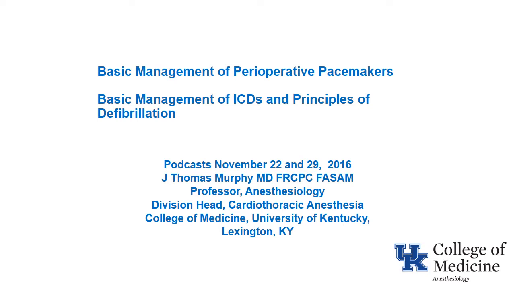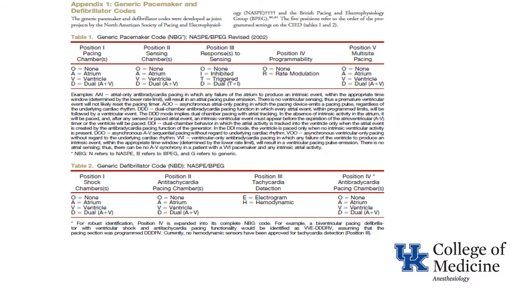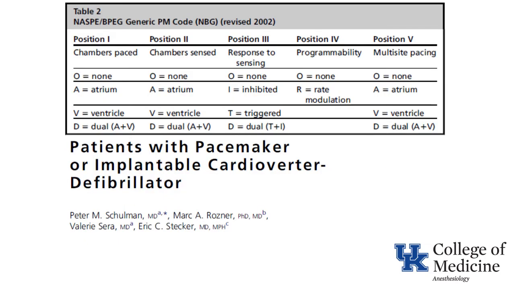This is Dr. Murphy of the Department of Anesthesia at the University of Kentucky, and this is podcast part 2 on the management of perioperative pacemakers, ICDs, and the principles of defibrillation. This is a very busy slide with 5 pacemaker codes and 4 generic defibrillator codes. So therefore I'm going to divide that slide into 2.